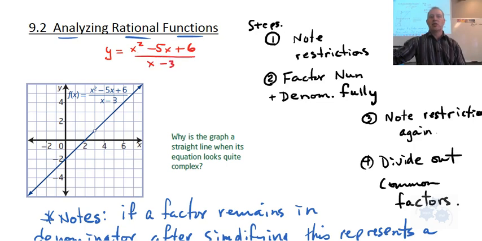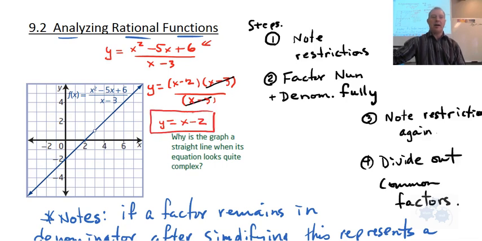And what we're going to do is factor the top. So that's going to become what? What are two numbers that multiply to positive 6 and add up to negative 5? That's going to be x minus 2 times x minus 3. That's this trinomial factored. On the bottom, we have x minus 3. So what we see is that when we factor, we can actually simplify this function into y equals x minus 2. And so this is why the graph ultimately looks like a straight line. This is a linear function right there, y equals x minus 2.